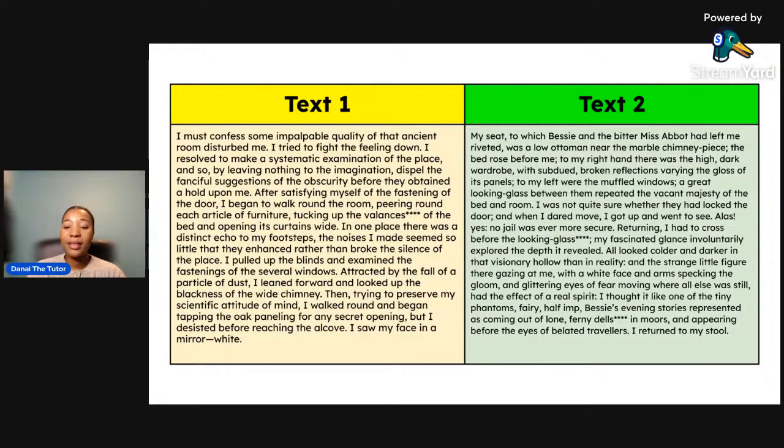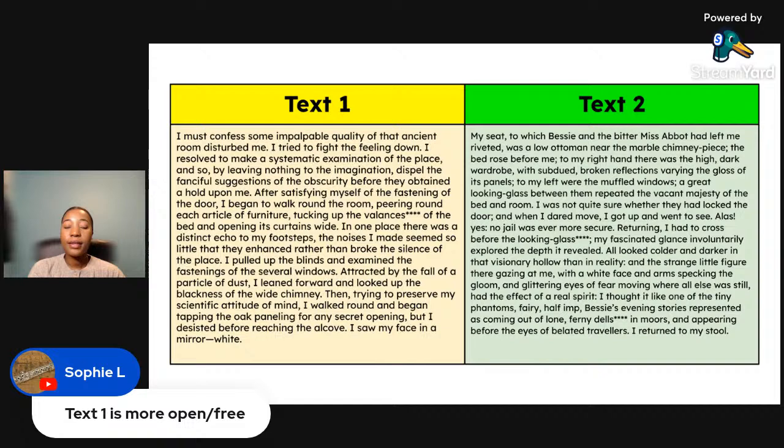Yes, there's a sense that the narrator in text one is more open, more free. The narrator in text one is walking around, tapping things, exploring. So we've definitely got that difference in terms of how the narrators are. So their perspective regarding these rooms, this unfamiliar setting, is different.